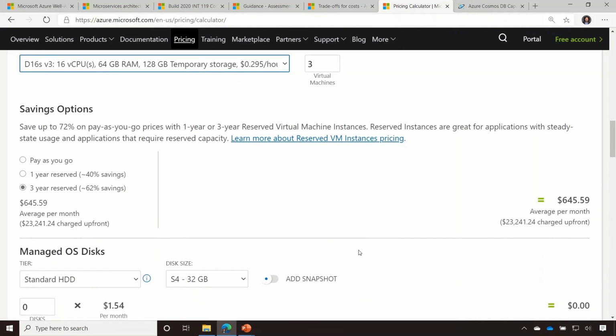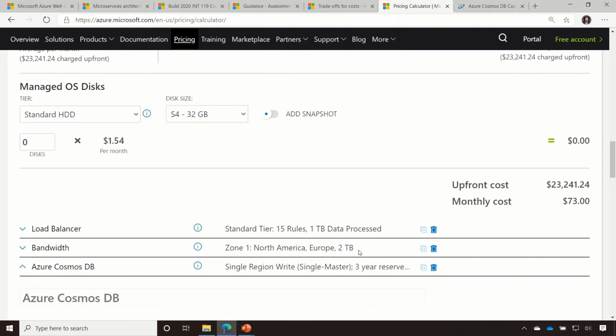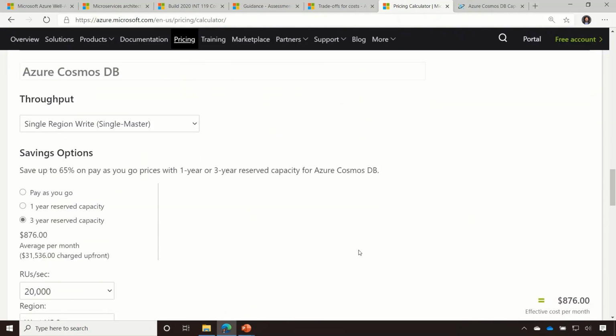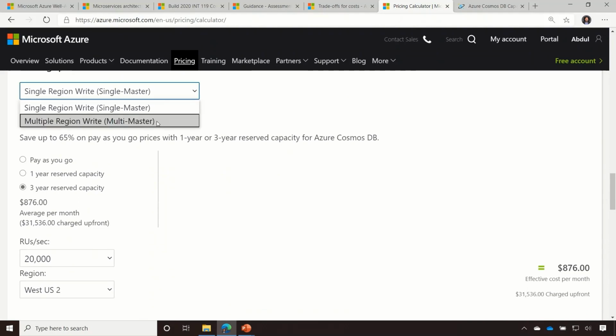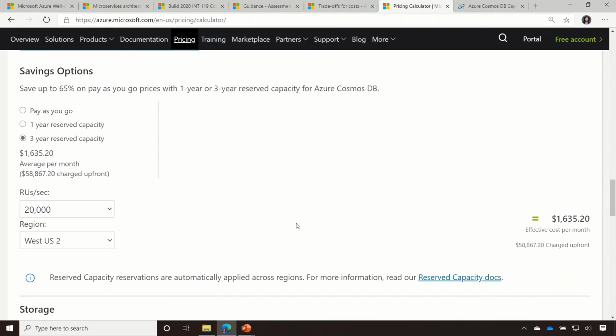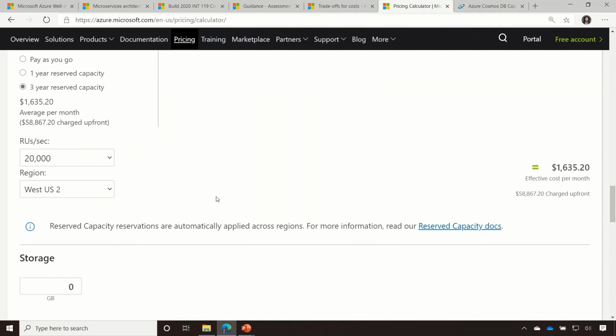We look at the Cosmos DB cost options. In our reference architecture, we have the option of a single region or a multi-region implementation. We will choose multi-region, and again, by choosing your reserved instances, you have the ability to save significantly on the cost of your Cosmos DB.